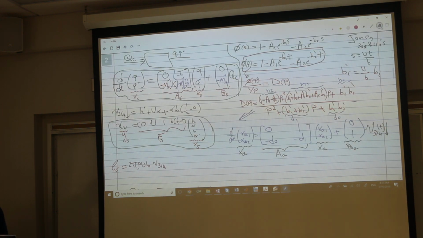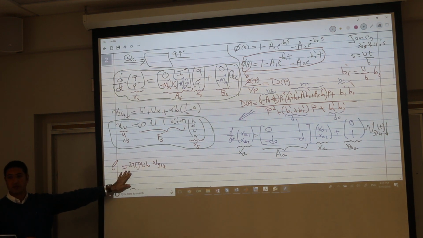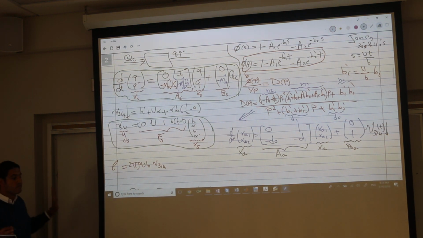Okay. What lift is that? Non-circulatory, no. No, quasi-steady. This is quasi-steady, right? Quasi-steady. Okay.